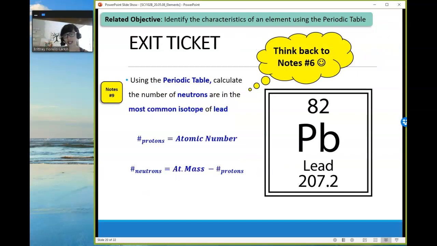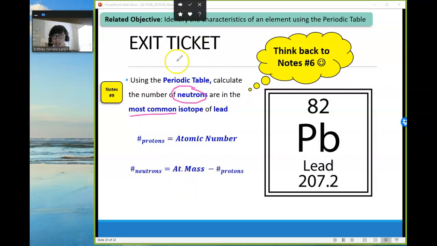All right, so here's your exit ticket. Again, this is going to be related back to your number 6. So if you need to, you can go back to number 6 to use that as notes. So using the periodic table, we're going to calculate the number of neutrons that are in the most common isotope of lead. Again, I am not giving you the answers. You need to be able to do this on your own. I will kind of help you break down what this question is asking though. Again, we're asking for the number of neutrons, and we want it from the most common isotope of lead.